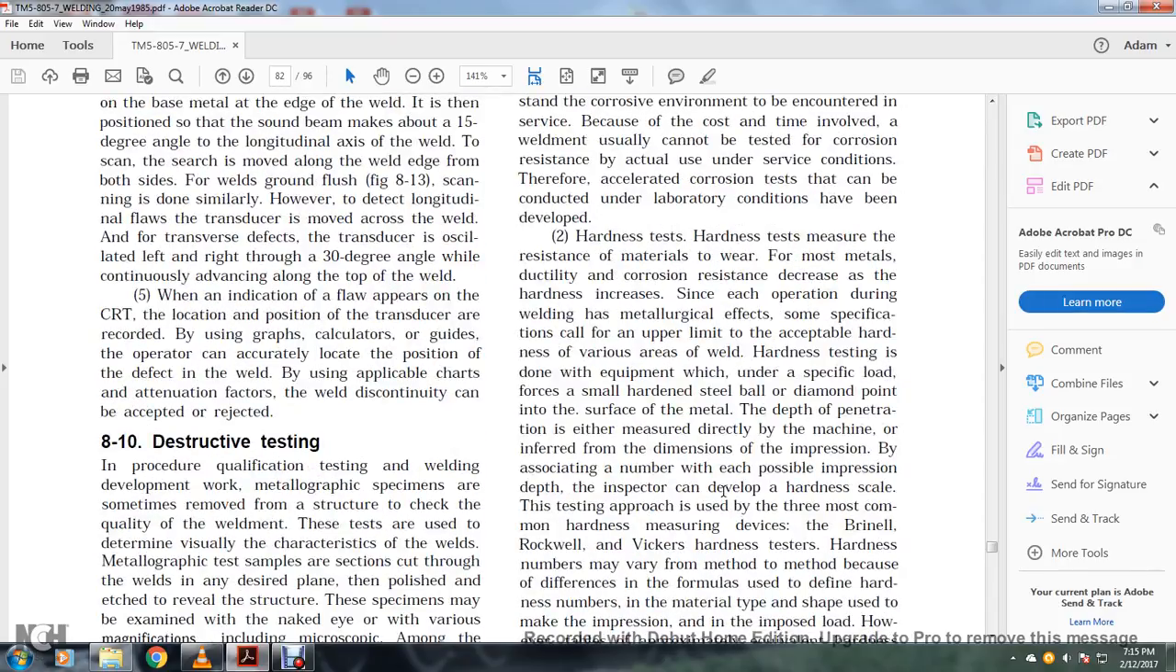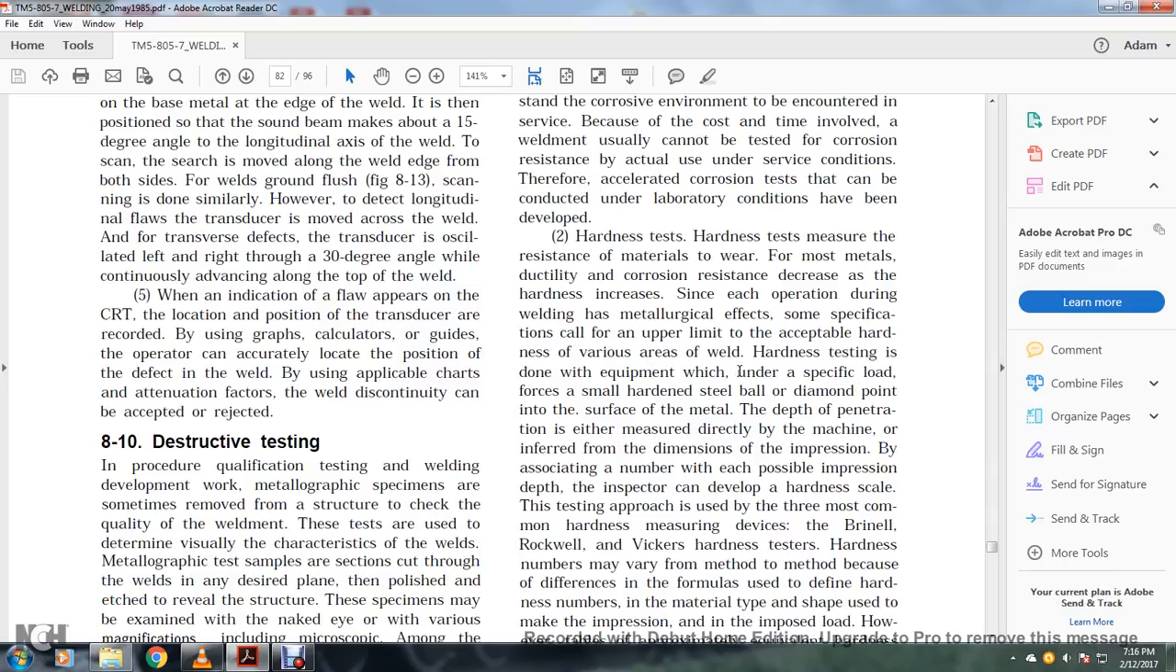Two, hardness tests. Hardness tests measure the resistance of the material to wear; for most metals, hardness is related to ductility. Corrosion resistance decreases as the hardness increases. Since each of the operations during welding has metallurgical effects, some of the specifications call for an upper limit of acceptable hardness in the various areas of the weld.